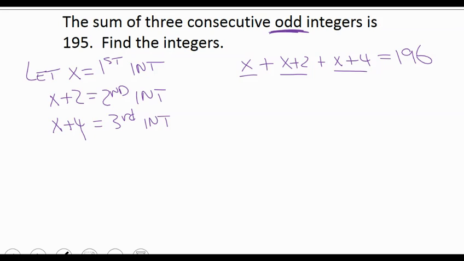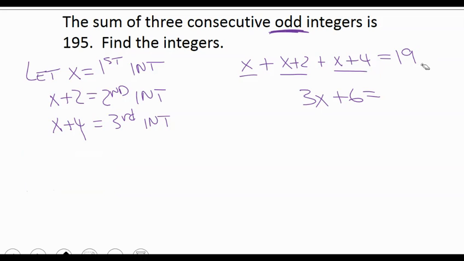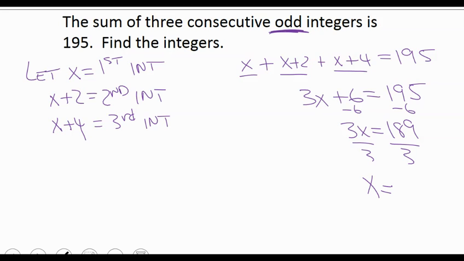We combine our like terms. x plus x plus x is 3x. My numbers are 2 plus 4, that's 6. And that equals, I don't know why I wrote 196 over there. I should have written 195. Intentional mistake to make sure you were paying attention. So now I'm going to solve this. 3x plus 6 equals 195. I'm just going to subtract 6 from both sides. So 3x equals 189. Divide by 3. And that's going to be 63.